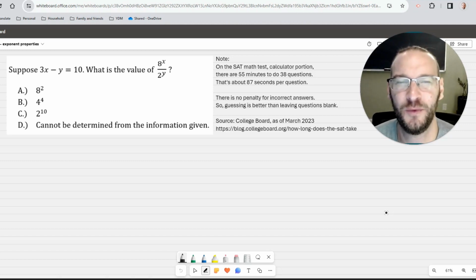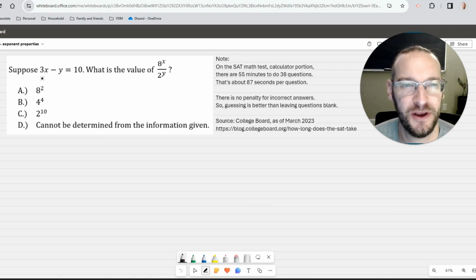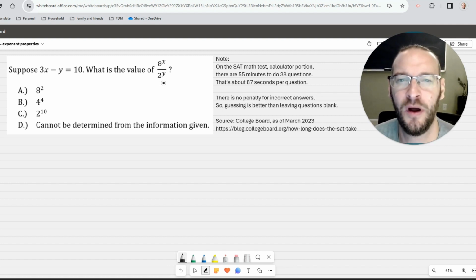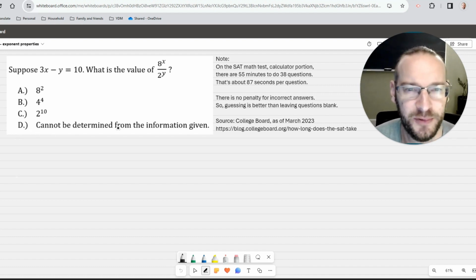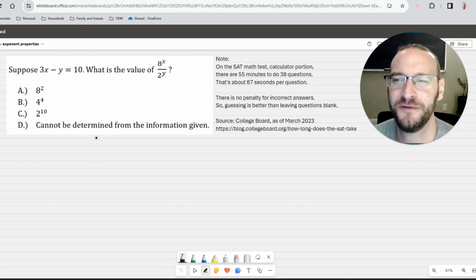Hey everybody, in this video we'll try a practice SAT math style question. So we're going to suppose 3x minus y is equal to 10, and we are asked to find the value of 8 to the power x divided by 2 to the power of y. And we have 4 possible answers to choose from as usual on the SAT. And the fourth answer is that perhaps this value cannot be determined from the information given.